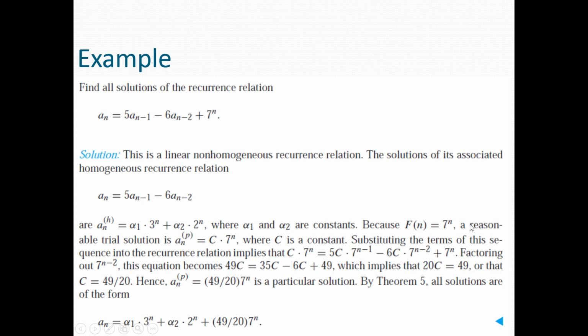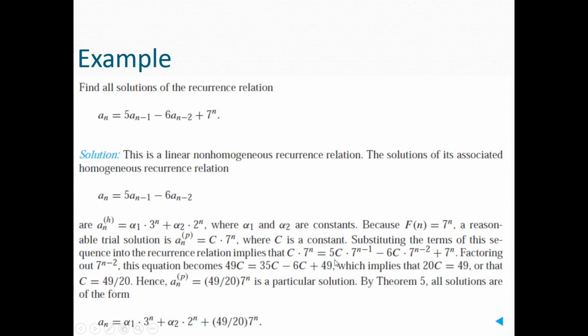So since this is of the type 7 to the power n, we'll assume that our a_n^(p) is of the form c into 7 to the power n, where c is a constant. So our assumption depends upon the type of F(n) actually. Now c is the constant to be determined, and we'll determine it by substituting c into 7 to the power n into the original equation.